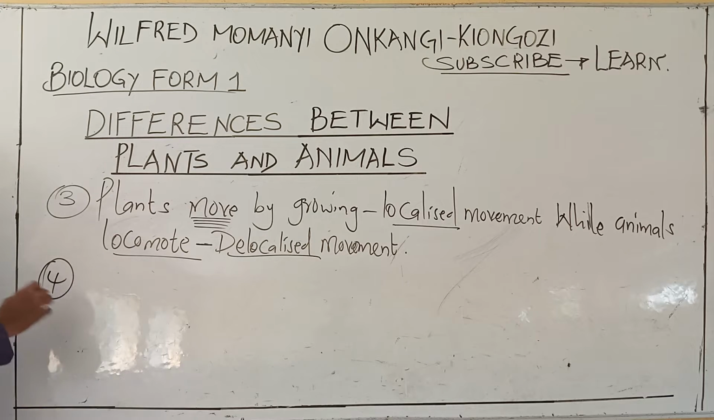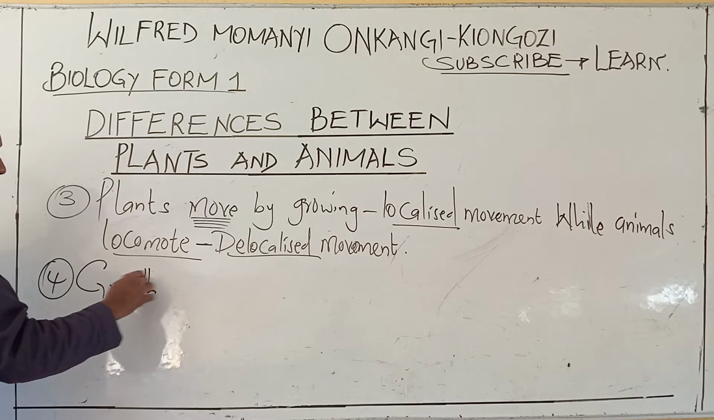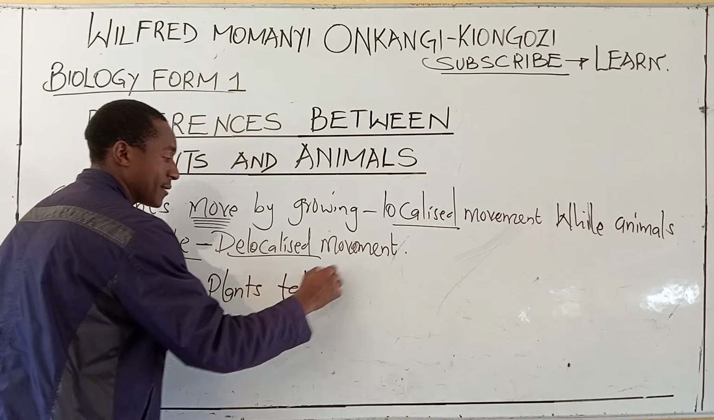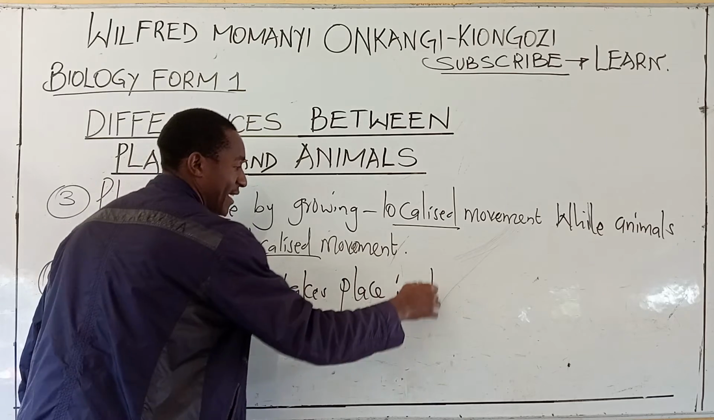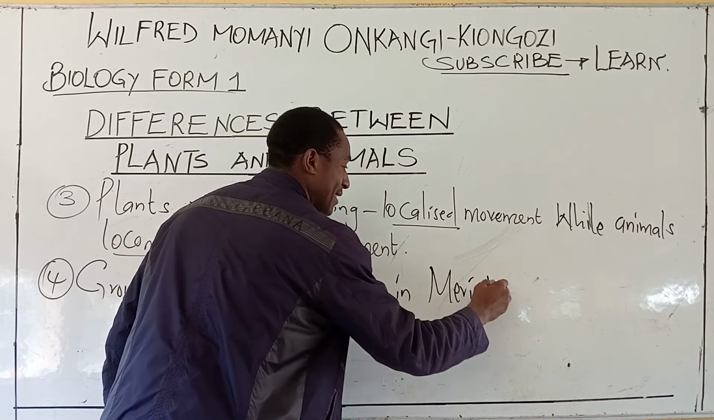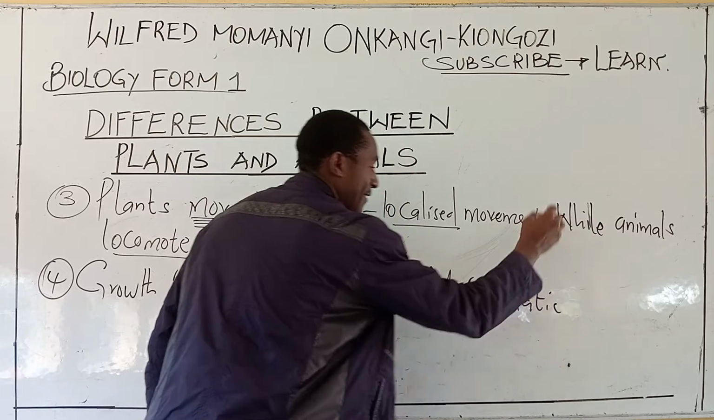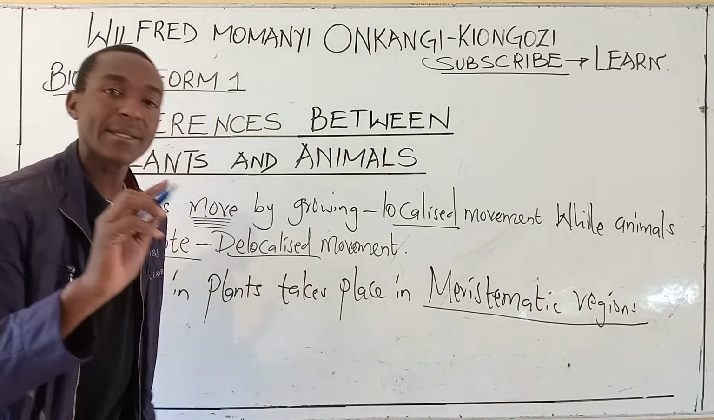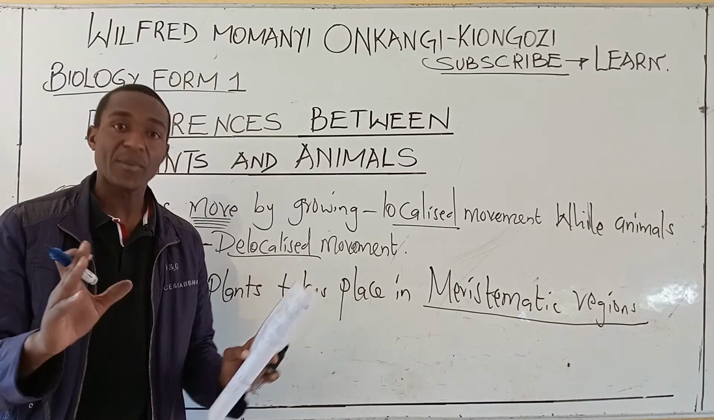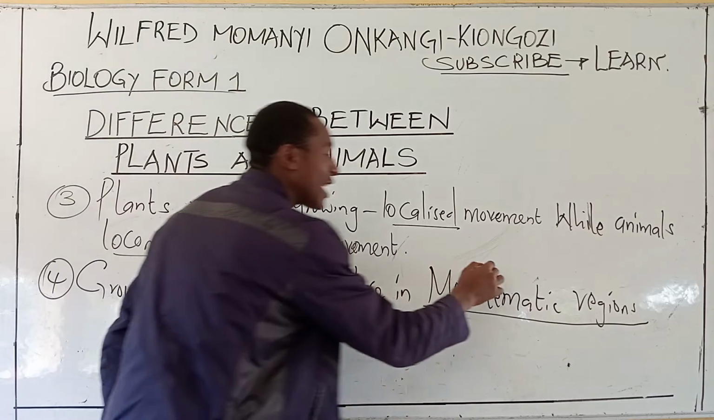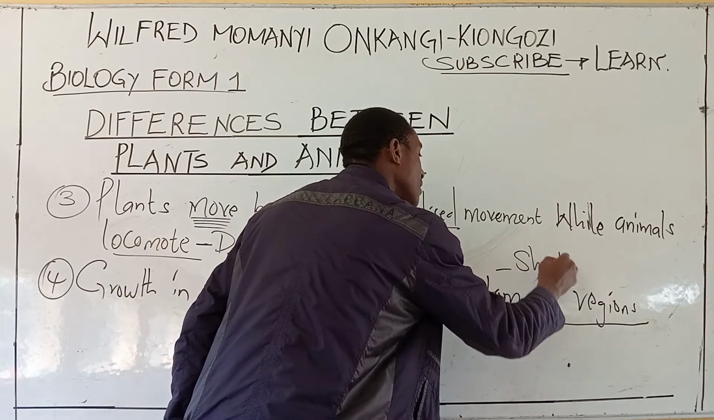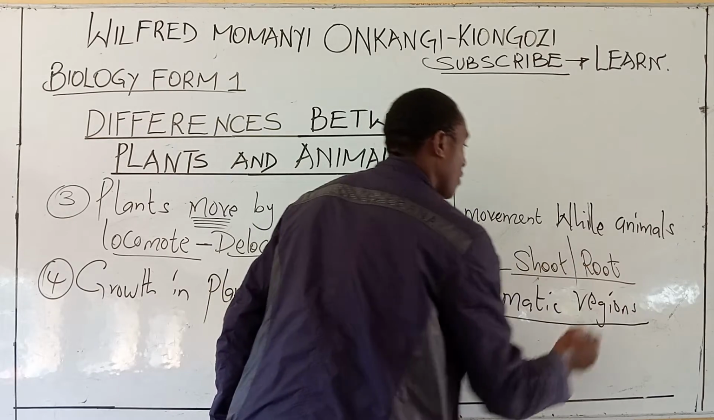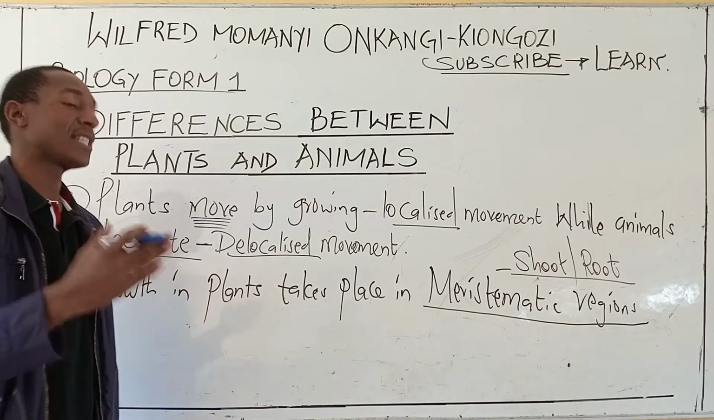The next one is about growth. Number 4. Growth in plants takes place in meristematic regions. Growth in plants does not take place in the whole body. It only takes place in 2 regions. Meristematic regions are the shoots and the roots. Those are the 2 regions where growth in plants takes place.